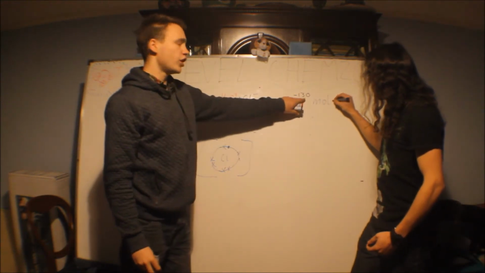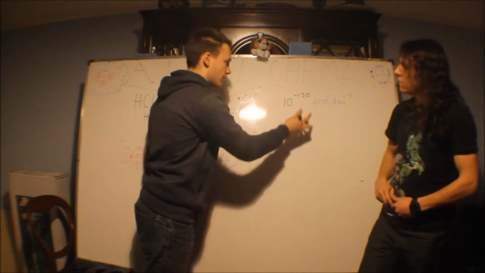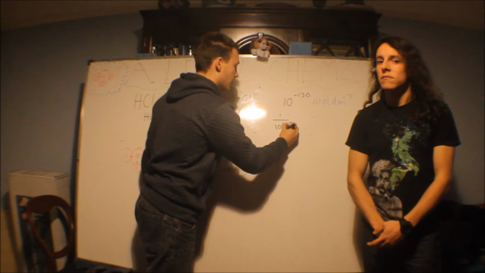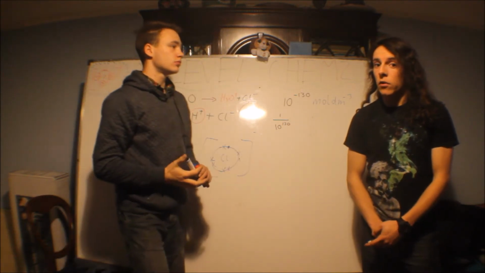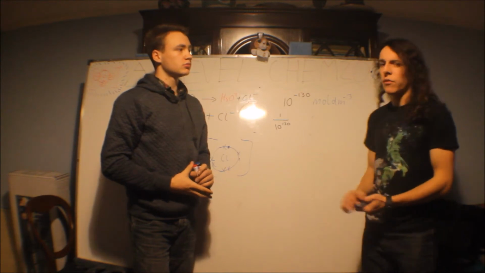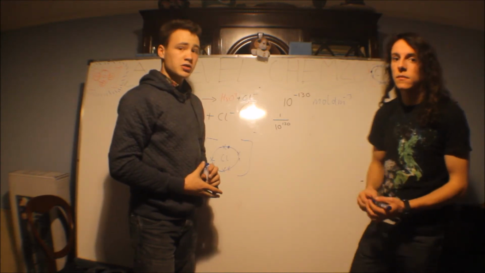So 10 to the 130 is a massive, massive number. And if you do maths, you'll know that minus means 1 over this massive number. So there is a very small amount of them actually available at any time. They only actually appear when there's something for them to go to. That's when the pull arrives, and that's why they separate. And that's what this chapter's about.